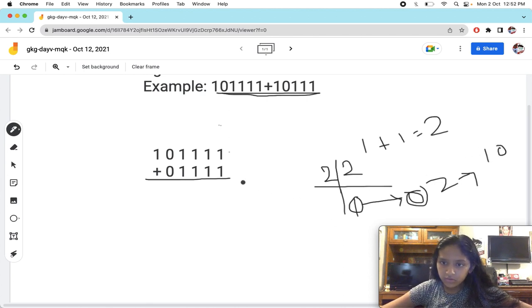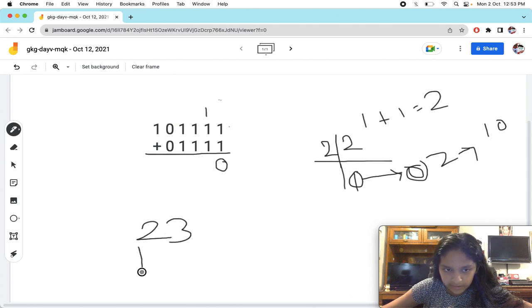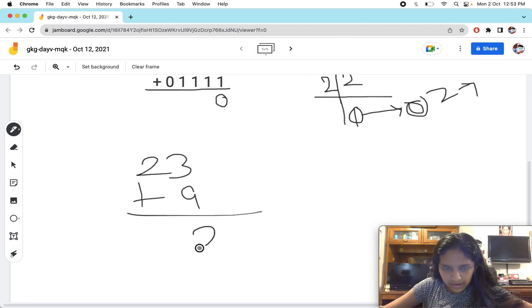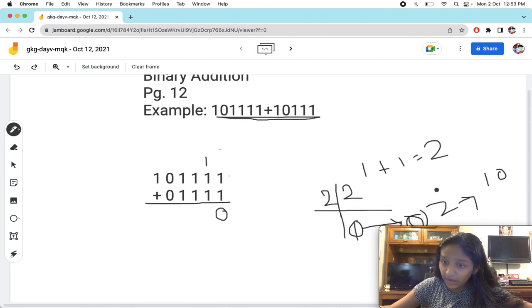So 2 is equal to 1 0, and here we write 0, and then 1. If you remember in our last class, in decimal, when we take 23 plus 9, 3 plus 9 is 12. In normal addition we write the 2 here, and as it's a 2-digit number, we carry the 1, and we get 32. The same way we do in binary addition. We know that 2 is equal to 1 0. We have written 0 here and we have carried 1.